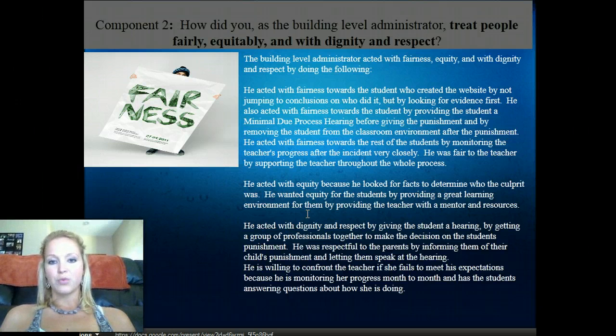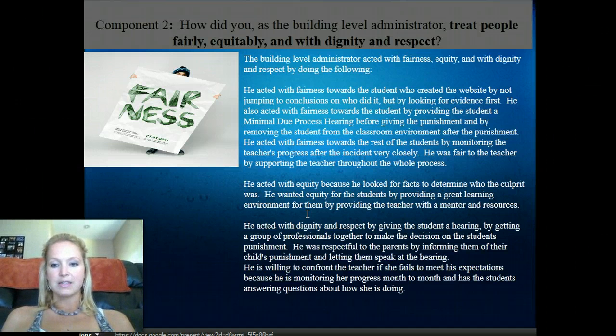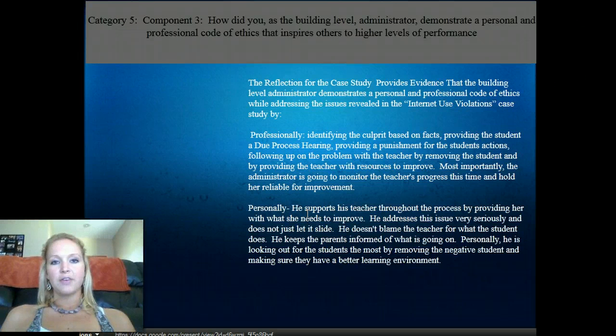He was fair to the teacher by supporting the teacher throughout the whole process. He acted with equity because he looked for facts to determine who the culprit was. He wanted equity for the students by providing a great learning environment for them by providing the teacher with a mentor and resources for improvement. He acted with dignity and respect by giving the student a hearing, by getting a group of professionals together to make the decisions on the student punishment. He was respectful to the parents by informing them of their child's punishment and letting them speak at the hearing. He's willing to confront the teacher if she fails to meet his expectations because he's monitoring her progress month to month.